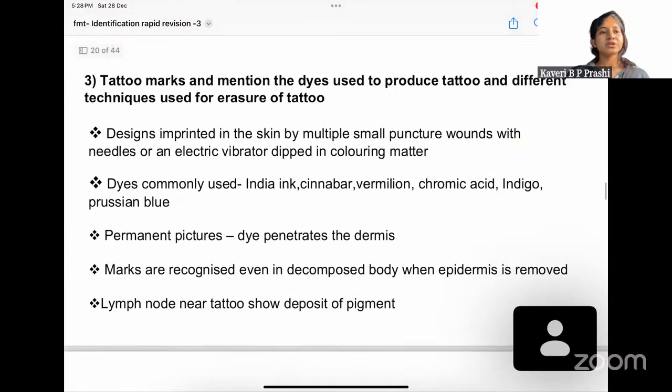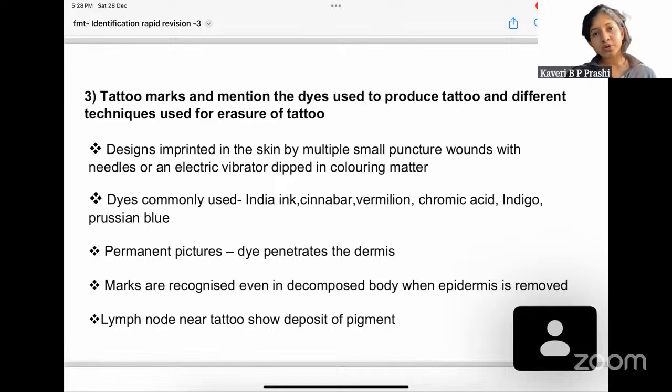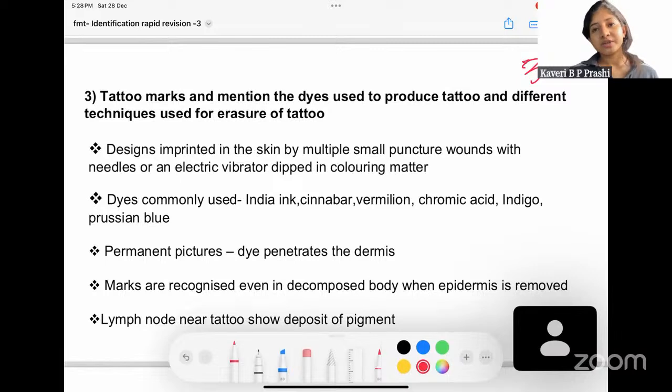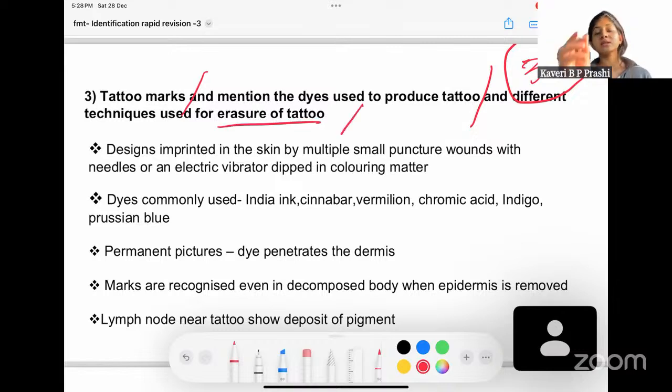Now coming to the third question: tattoo marks, and mention the dyes used to produce tattoo marks and the different techniques used for erasure. If this is a 3-mark question, look at the question. Okay, the question is divided into 3 parts. Firstly, they're asking you about tattoo marks. So you have to generally describe what a tattoo mark is. Then they're asking, mention the dyes used to produce tattoo. That is the second part of the question. So you are going to explain about the different dyes. Then the third part is about different techniques used for erasure of the tattoo. So this is a 3-marker question. Each part of the question is going to carry a mark each. Therefore, for each part, you're going to write 2 or 3 points. That is how you're going to score the entire 3 marks.